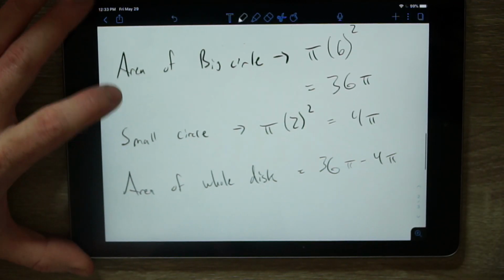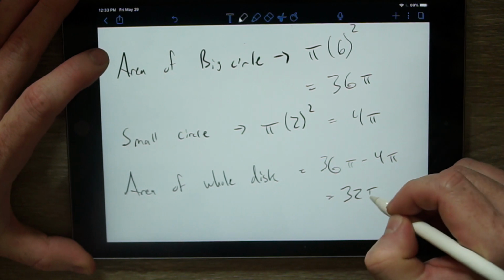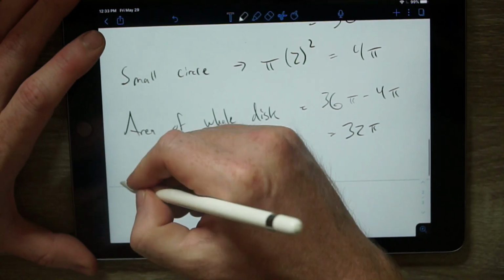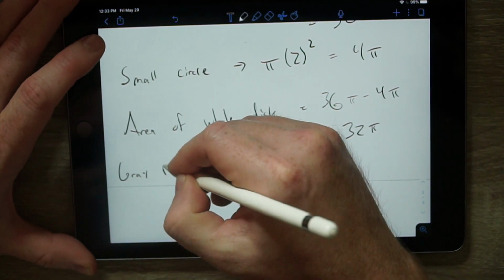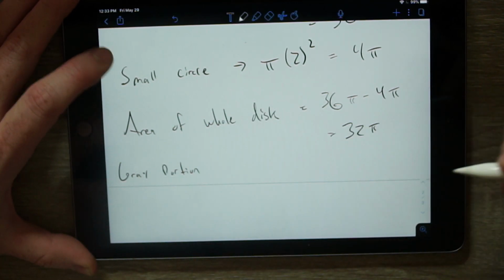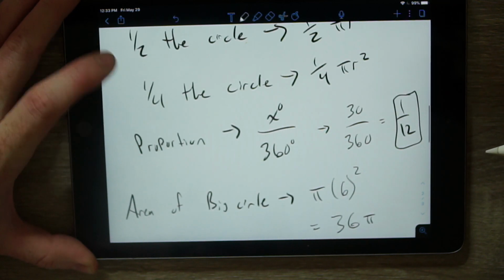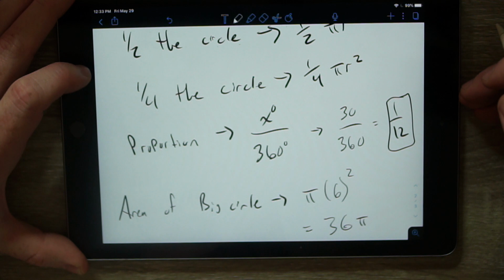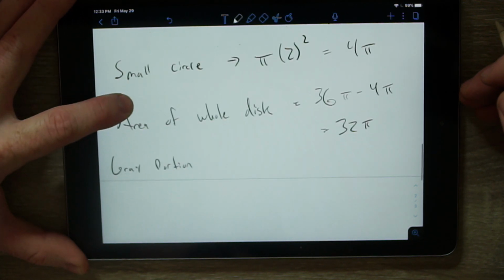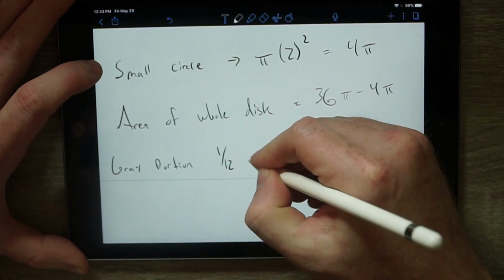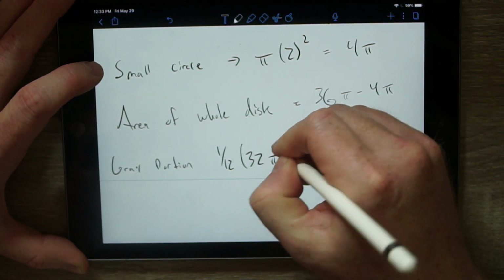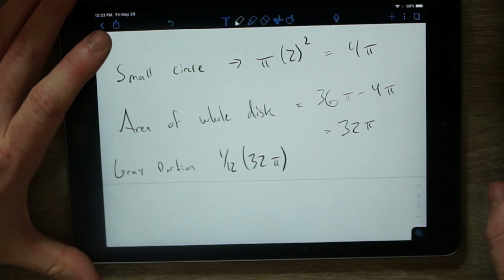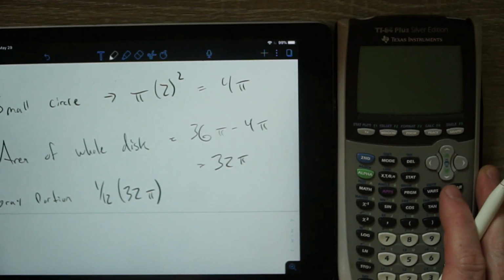Yeah. Okay. So then how do we find the area of just that gray part of the disk? Do you remember what portion that was? 1/12. Okay, so it's 1/12th of whatever 32 pi is. Right. And then the multiple choice asks us for an approximation of that, so that's where we're going to need our calculator.